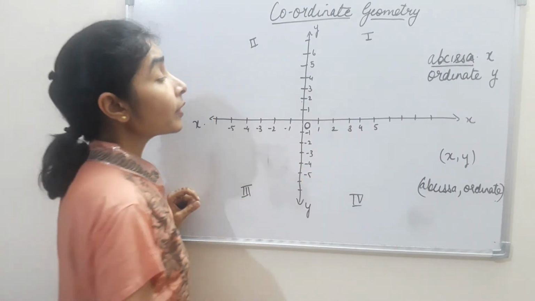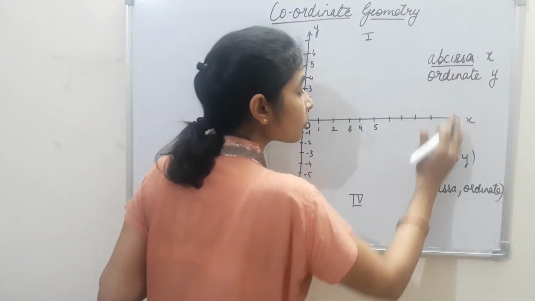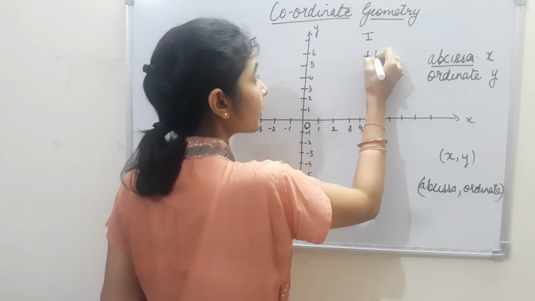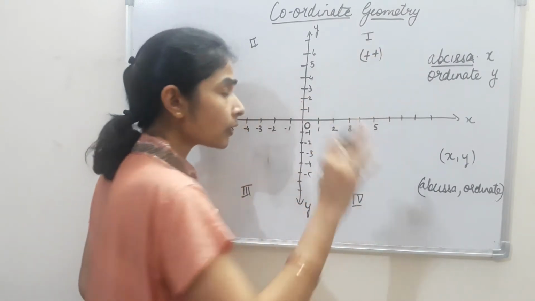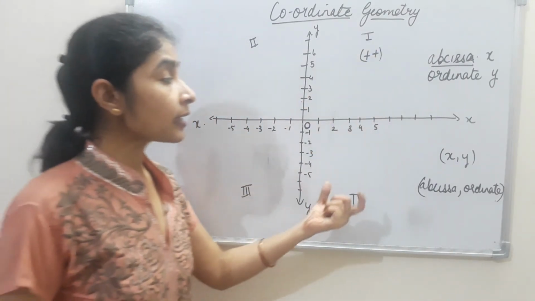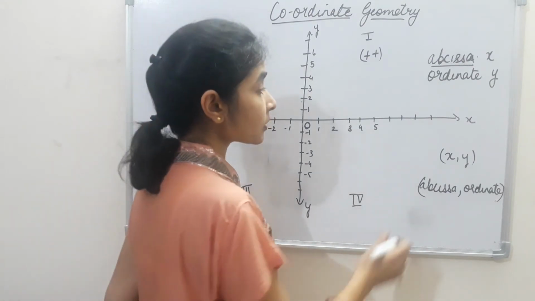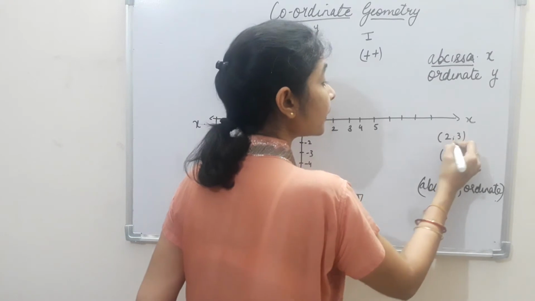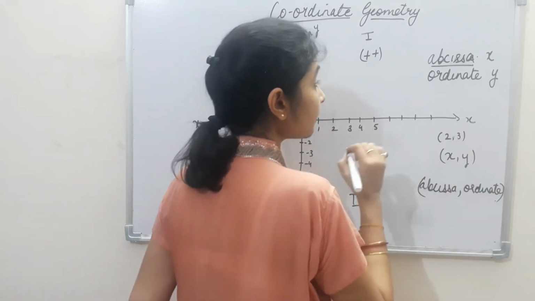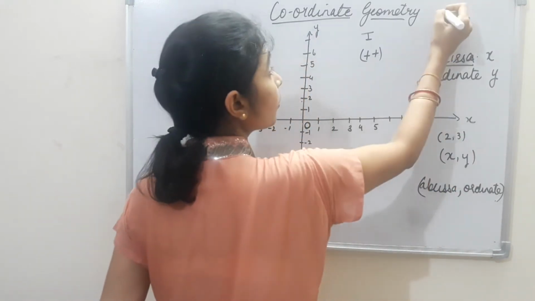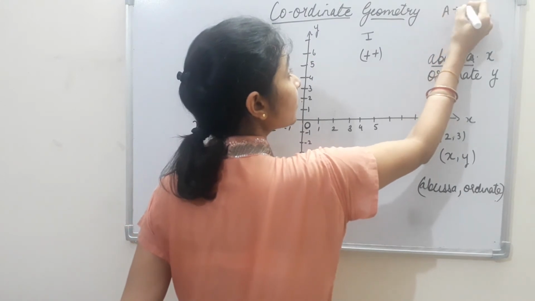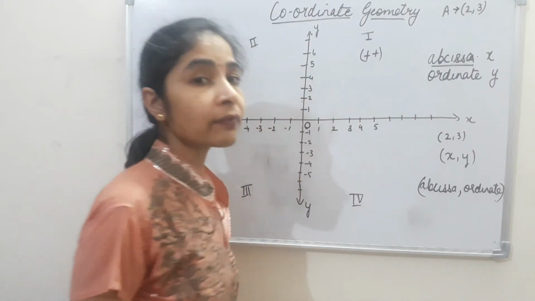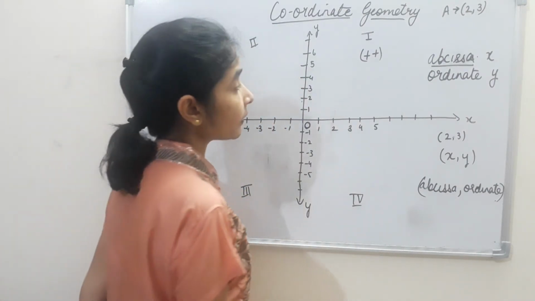When both the coordinates are positive, the point comes in the first quadrant. For example, if the x and y coordinates are both positive, say 2 and 3, and I am given a point A to mark, the x coordinate is 2 and the y coordinate is 3. So where will I mark it?